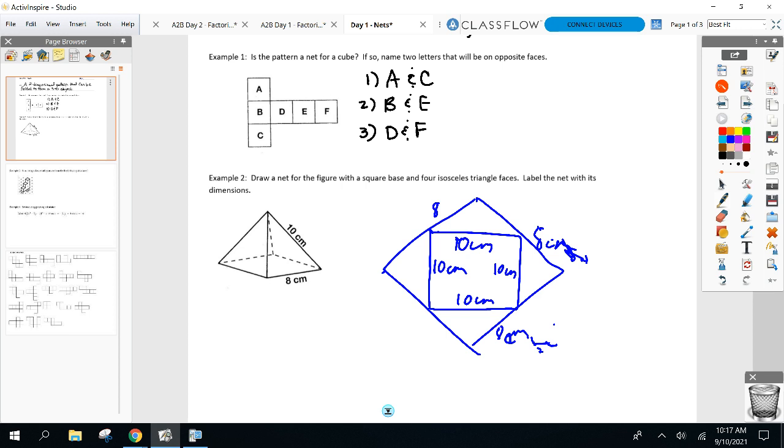The net is fine. I'm sure most of you put the square on the bottom and then the 4 triangles off each side, which is fine. It's just the labeling. I think you labeled it opposite. The dimensions of the square are 8 centimeters. Okay, so the sides of the square. And hey, I'm glad you did it. It's a must. If your 3-dimensional object has dimensions, so does your net. All good?